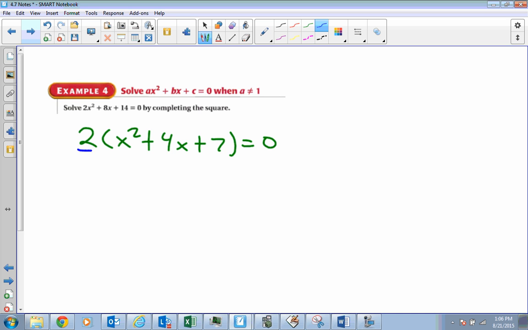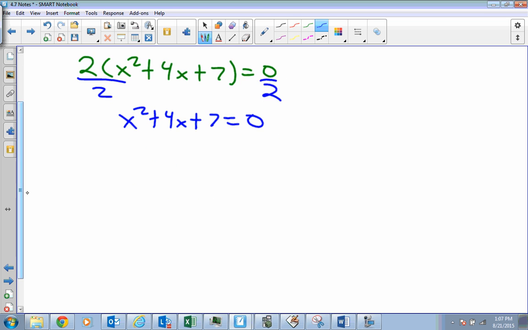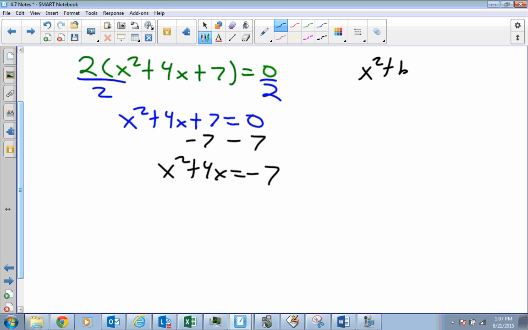Then I can divide by 2. And 0 divided by 2 is 0, so we don't even have to worry about that. Now we've gotten rid of that 2, we can subtract 7. So subtract 7 from both sides. So we have x squared plus 4x equals negative 7, because you got to write it in that x squared plus bx equals c terms.